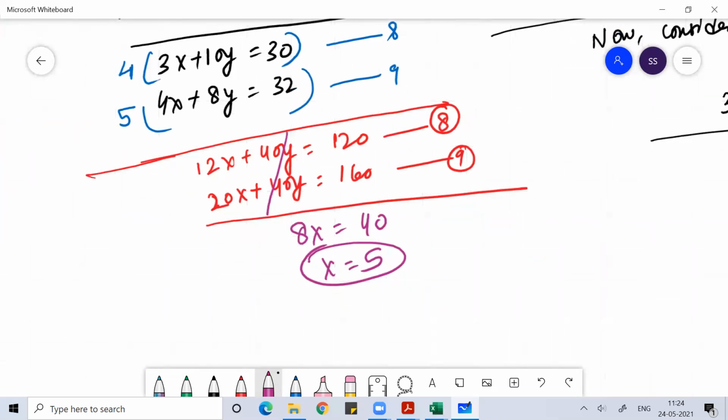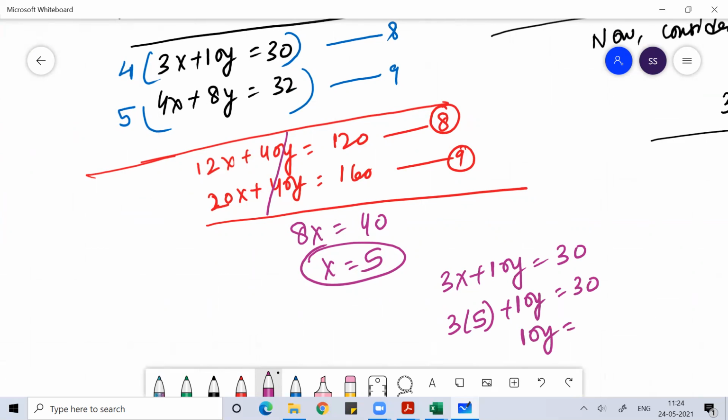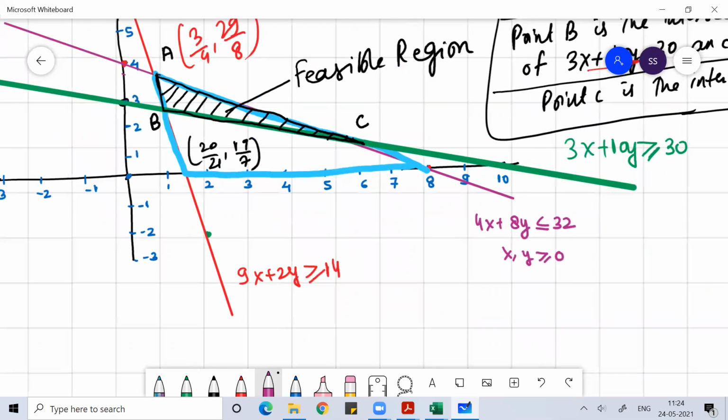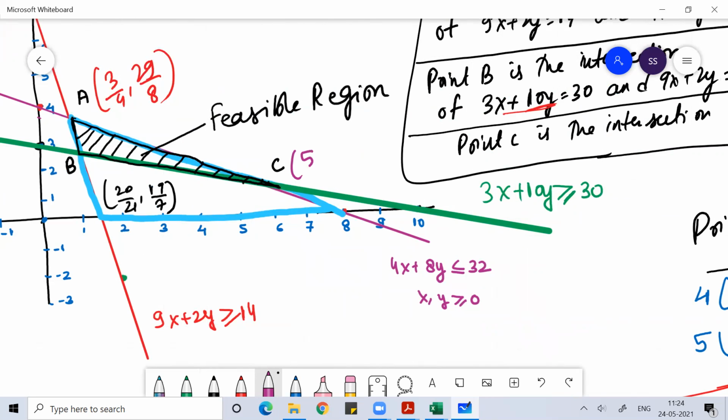Okay. Then you put this in any equation, 3x plus 10y is equal to 30. So x is equal to 5, 15 plus 10y is equal to 30. So 10y is equal to 30 minus 15, means 15. Means y is equal to 15 by 10, means 3 by 2. So the x value you get is 5 and y value is 3 by 2. Okay, so you get all the three coordinates, points A, B, and C.